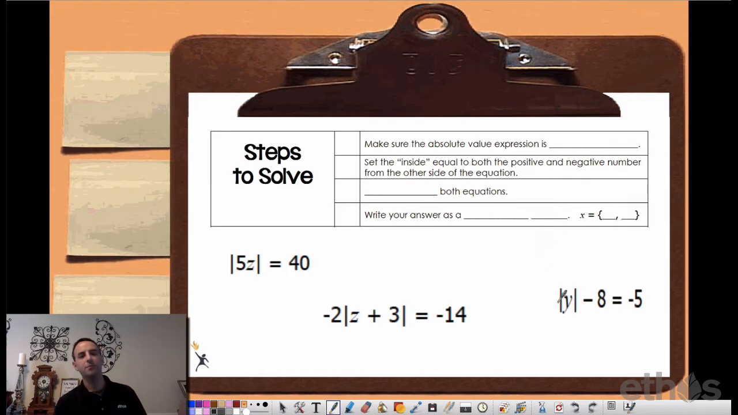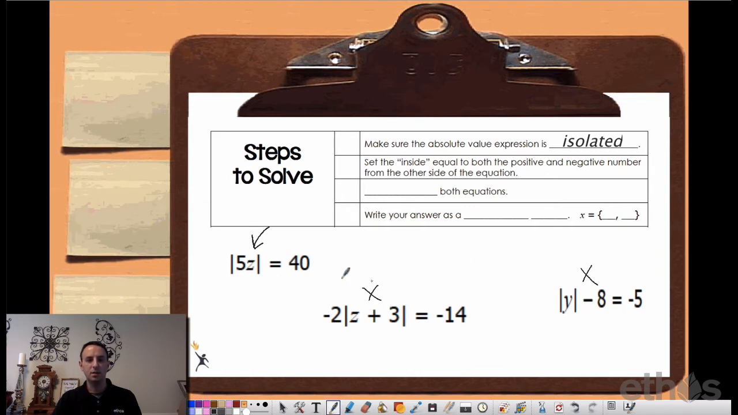Since absolute value equations are multi-step equations, and you can see 3 different styles of absolute value equations down below, the first thing you have to do is make sure that the absolute value expression is isolated. And that's what this is right here. This is an isolated expression. This one is not isolated, and neither is this. It's the only thing left on one side of the equation.